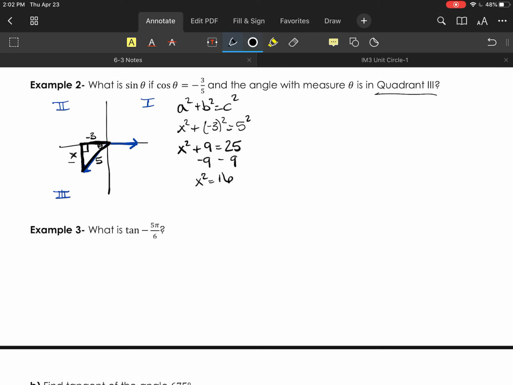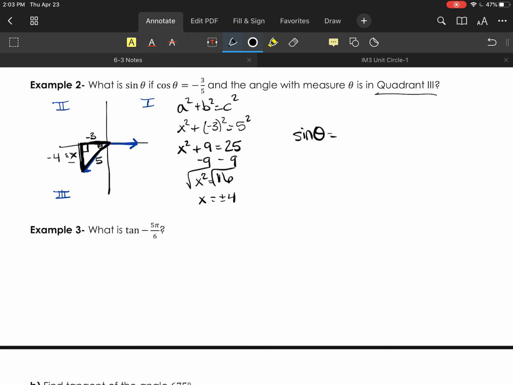I would subtract 9 from each side. I end up with x squared equals 16. Take the square root of both sides, and I end up with x equals plus or minus 4. So then you just have to figure out, is it positive or -4? In this case, since that side of the triangle is going down, below the x-axis, that would mean that this is -4. So now that I filled in that missing side, I can figure out the sine.